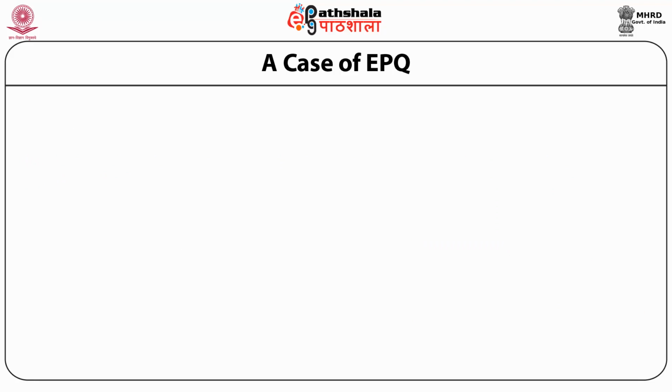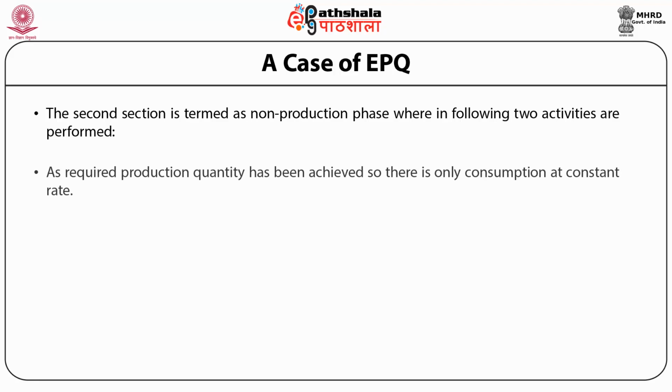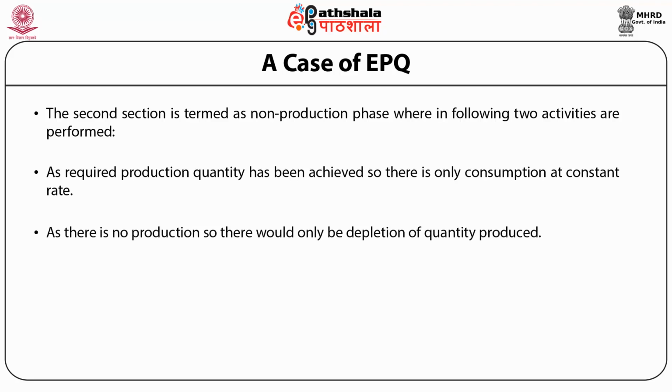A case of EPQ continued. The second section is termed as non-production phase, wherein following two activities are performed. As required production quantity has been achieved, so there is only consumption at constant rate. As there is no production, so there would only be depletion of quantity produced. This has been illustrated in following example.